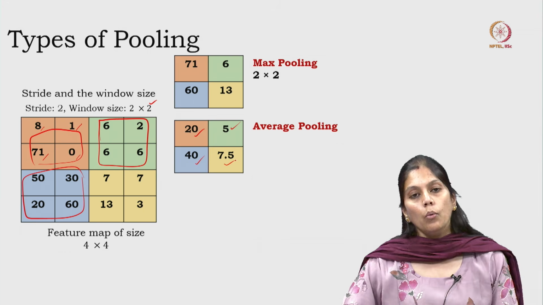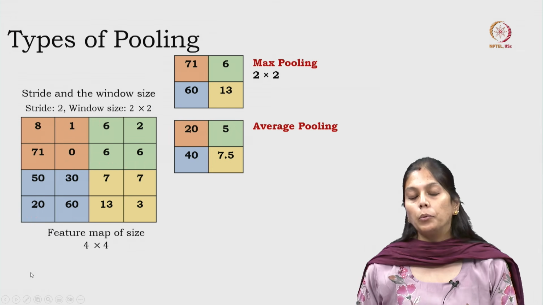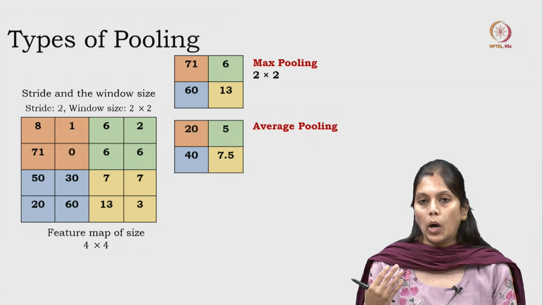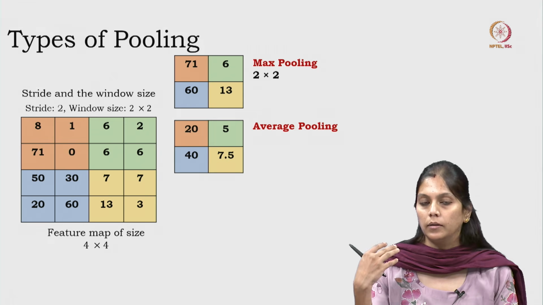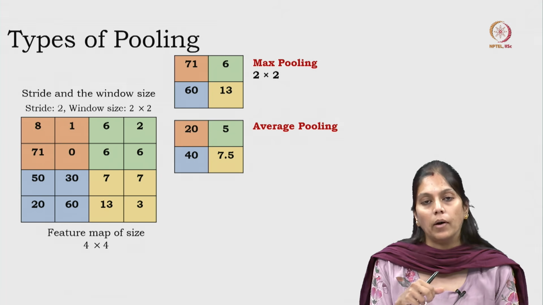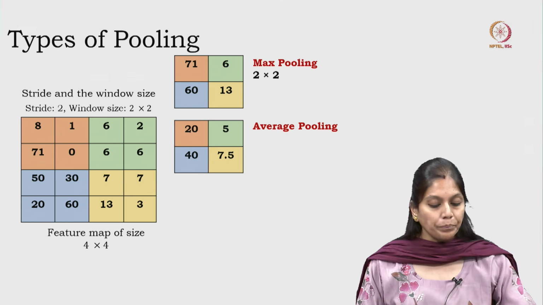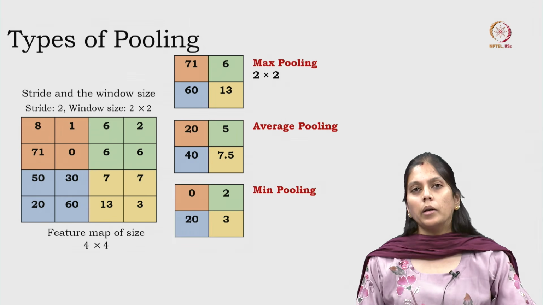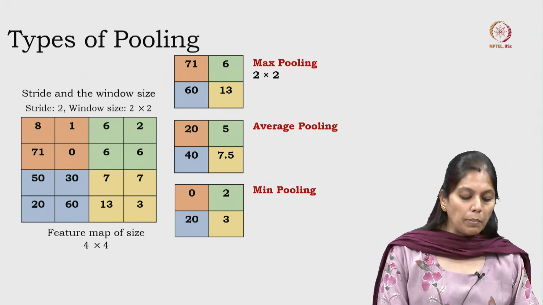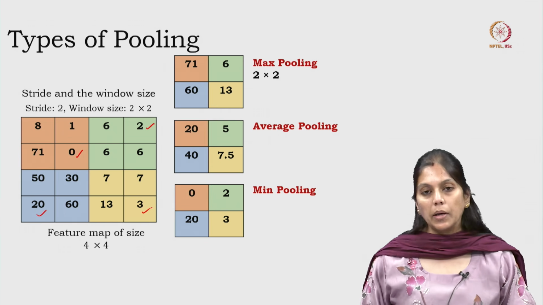In a similar way with this. What is the difference between average pooling and max pooling? In max pooling, you are going to take the maximum value. In average pooling, you are considering the maximum, the important feature, and you are also considering the minimum value, and then you take the average of it. So you get this average pooling. Then we have minimum pooling. You are focusing only on the least important features. So the minimum value here is 0, here 2, here 20, and here it is 3. This is the minimum value.